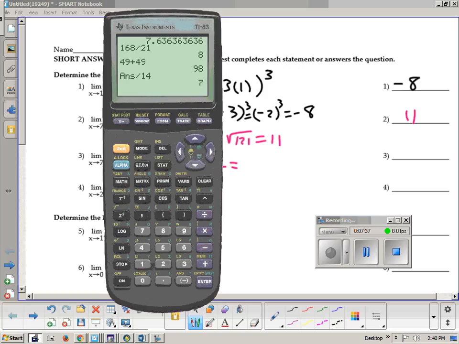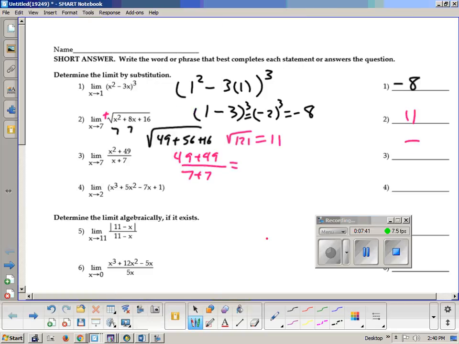49 plus 49 is 98, divided by 14 is 7. Sorry about that. Okay. Next one, you're just going to put the 2 in. 2 cubed plus 5 times 2 squared minus 7 times 2 plus 1. And that answer should be 15.